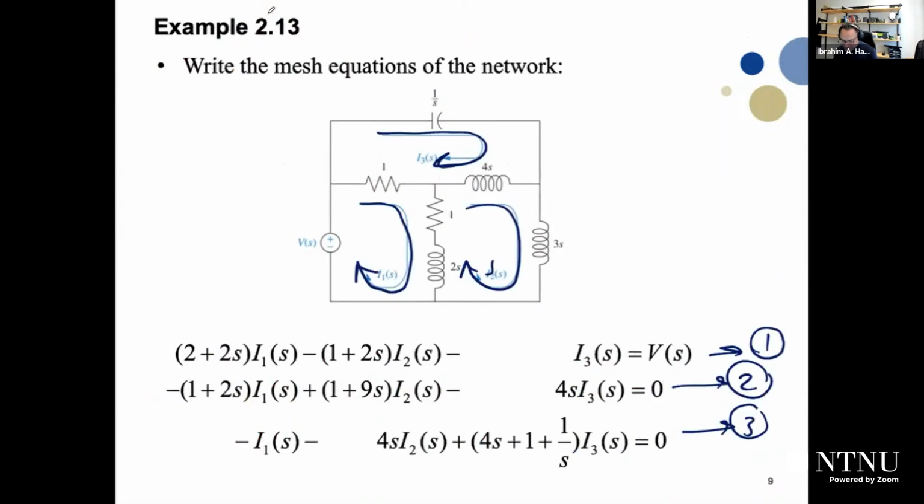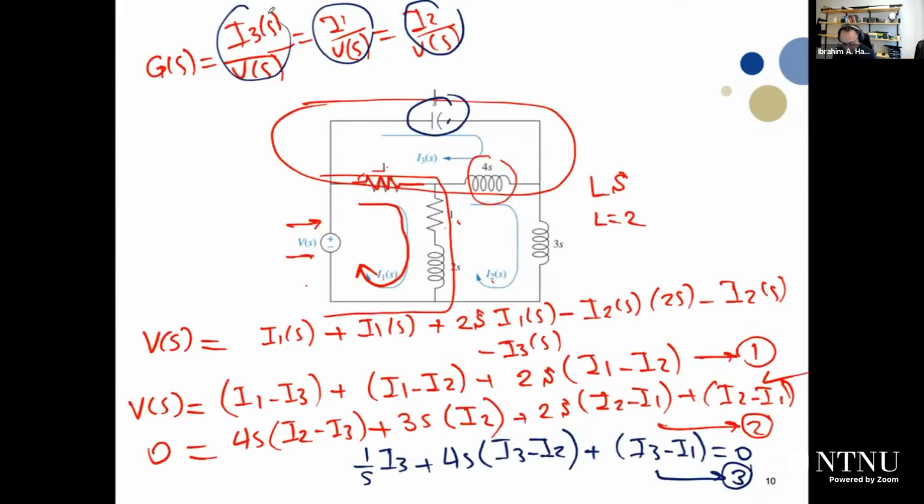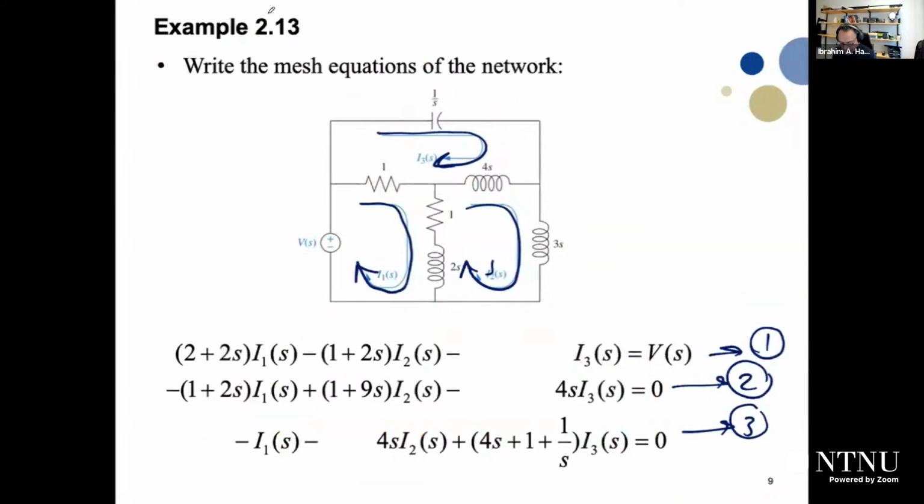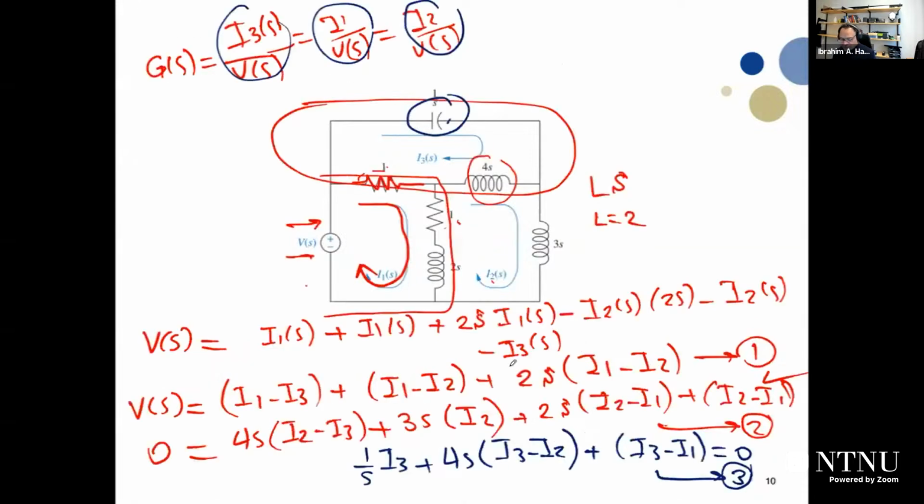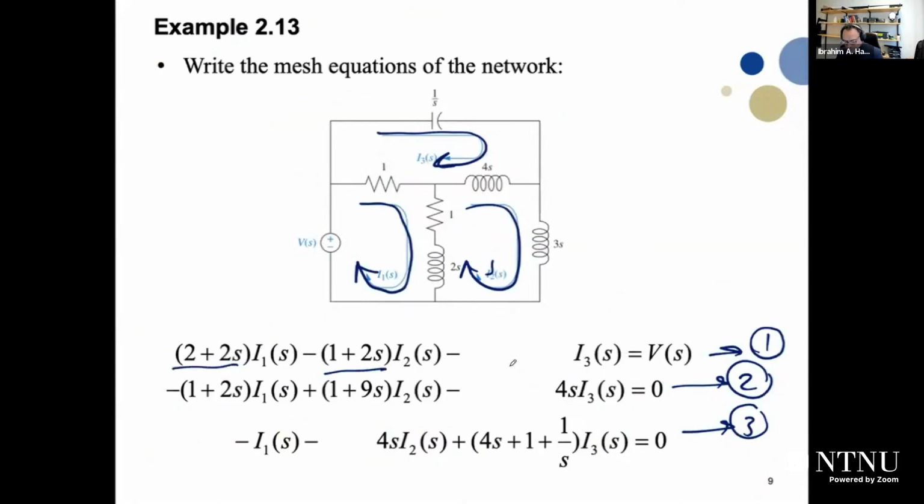Okay, so these are the equations which you just mentioned to me in order. We have those three equations, and you just mentioned them exactly. I just simplified and cleaned it. So what will be the value which is multiplied by I1 of S? It will be 2 plus 2S, 1 plus 2S. So just try to arrange and fix, and you can write it in matrix form.